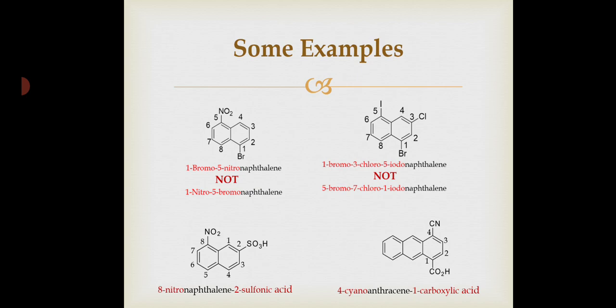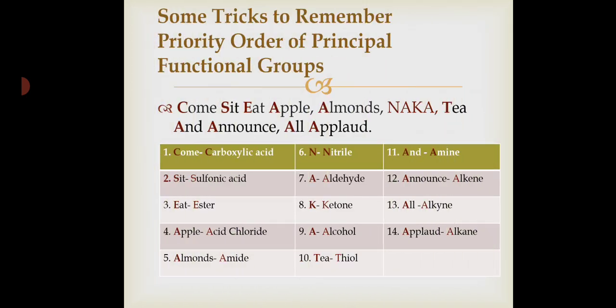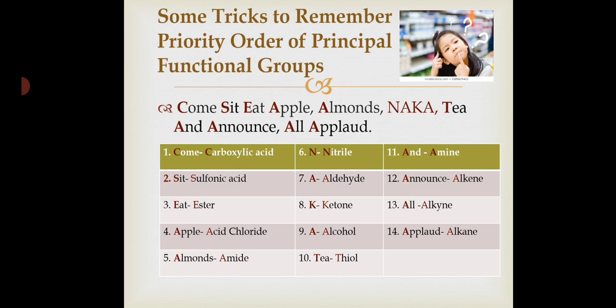We have done all these type of examples earlier also with benzene ring and with other substituents also, okay, with other systems also. So this is nothing new for us. So I hope you all remember the trick which we have learned to remember the principal functional group. Come, sit, eat apple, almond, naka, tea, and announce, all applaud. So what is the priority order or preferential order?